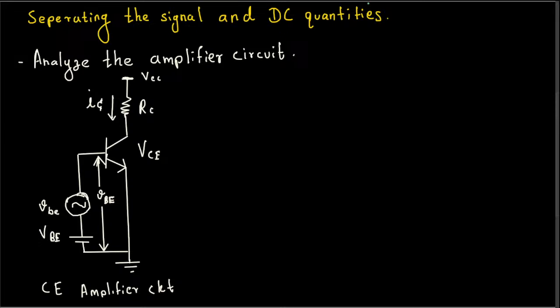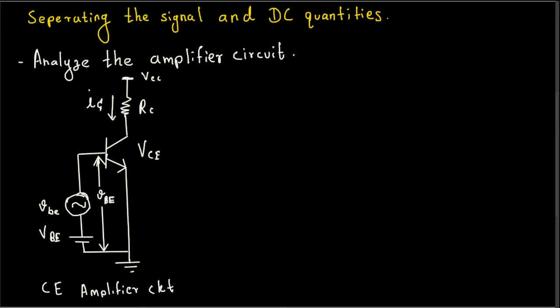Separating the signal and DC quantities. And here if you look at this circuit, this is a common emitter amplifier circuit. Why do we call it common emitter? If you see, the emitter part of this is connected to the ground, and that's also connected with the base as well, so that's a common emitter.